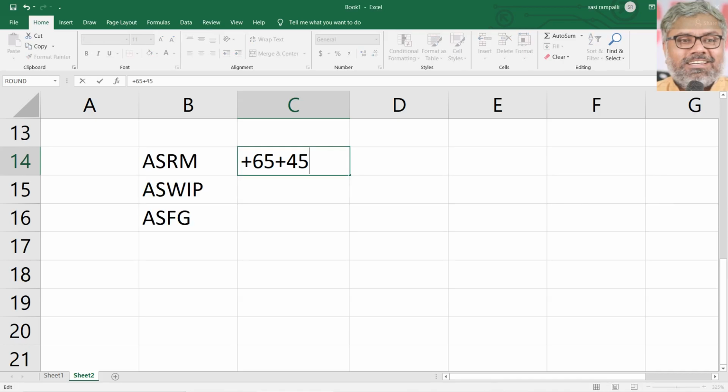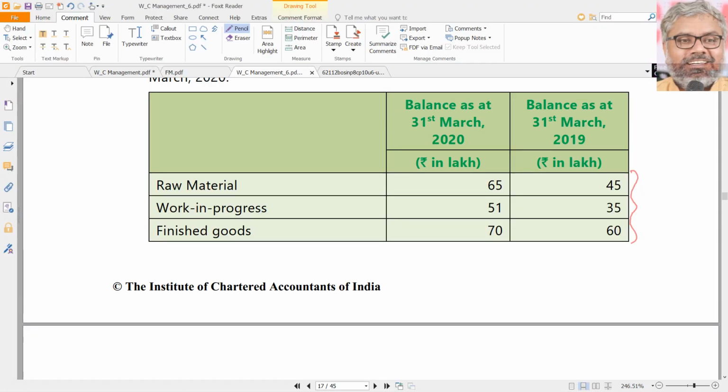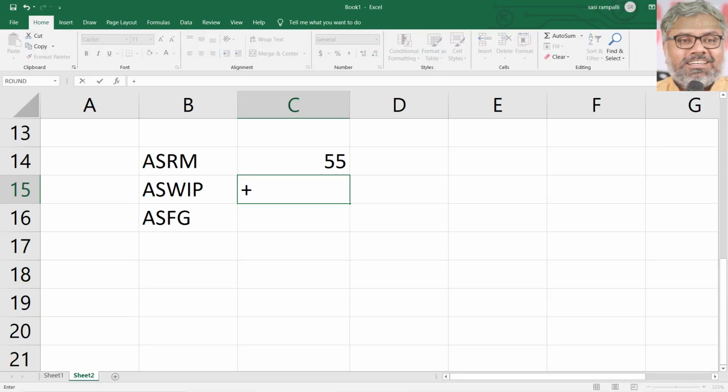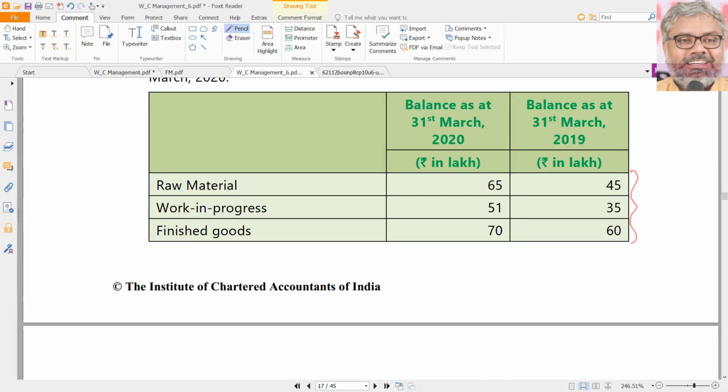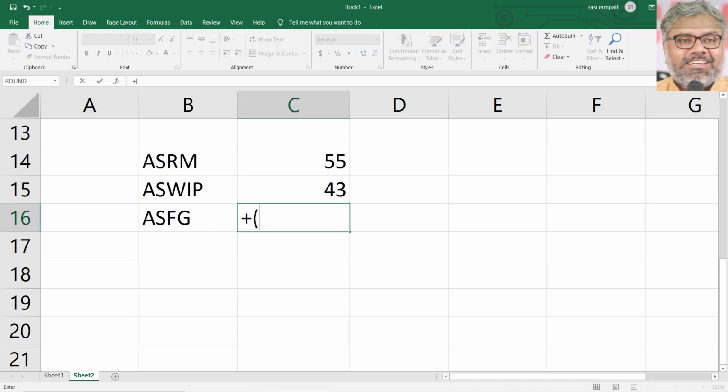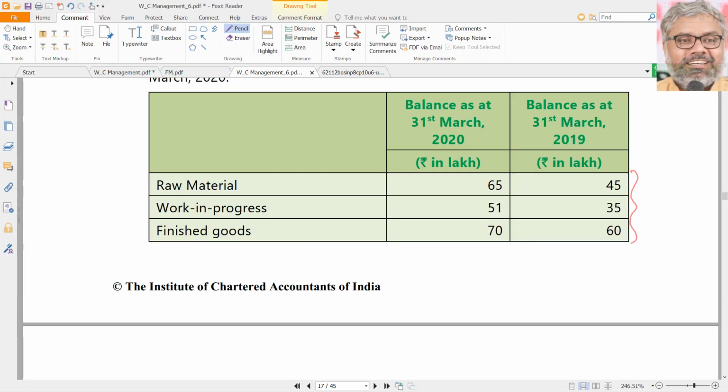So 65 plus 45 divided by 2. That is 55 lakhs. Same way. 51 plus 35 by 2. 70 plus 60 by 2. That is average stock of finished goods. From this information, that is the only thing that is required for us. So straight away you can just calculate it as part of working notes.